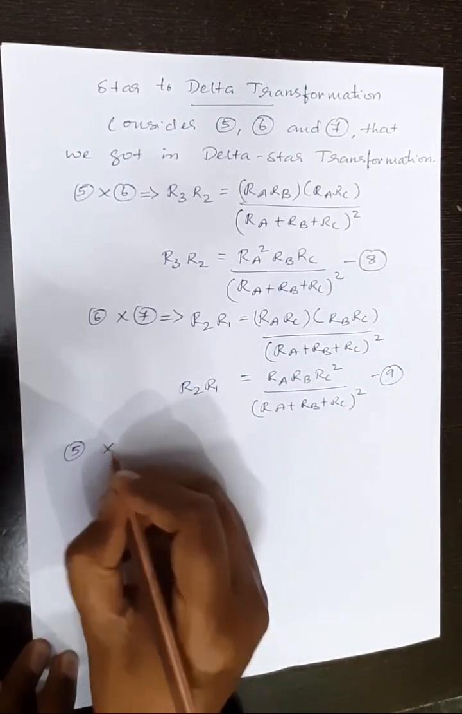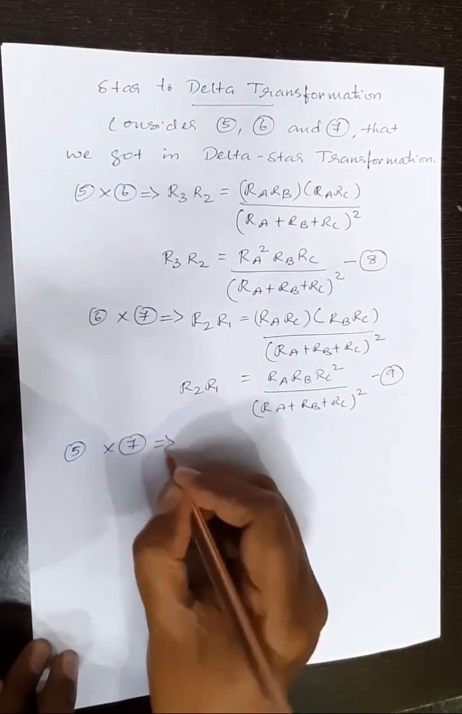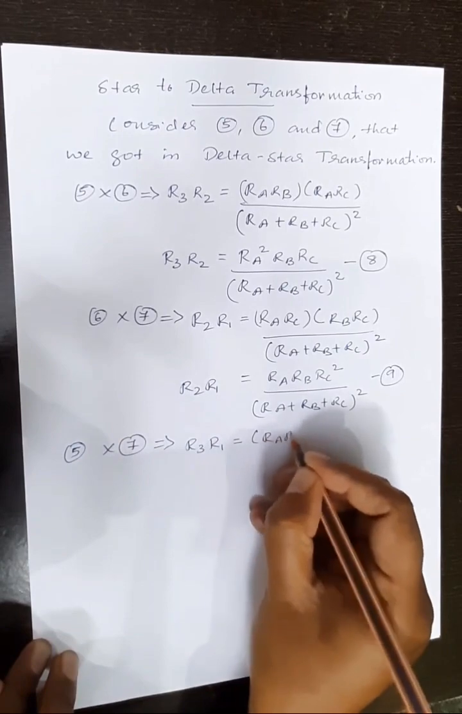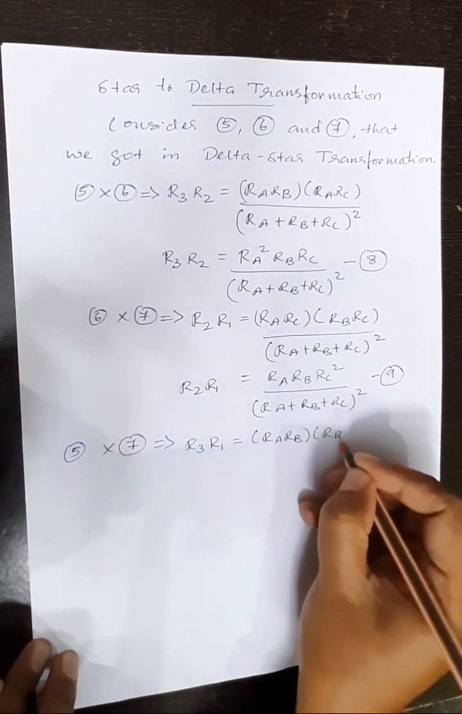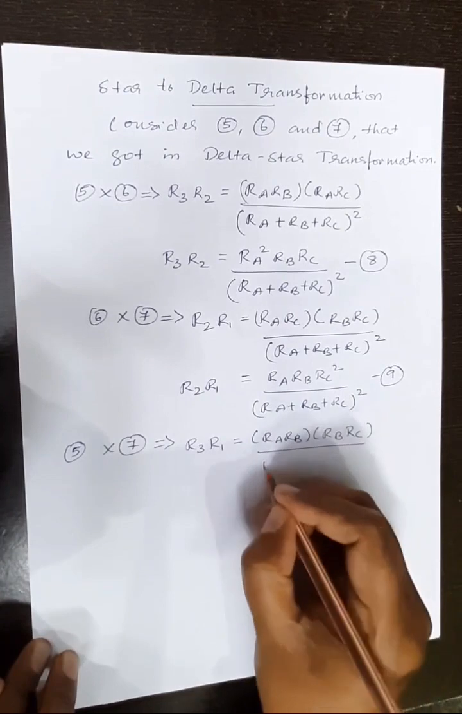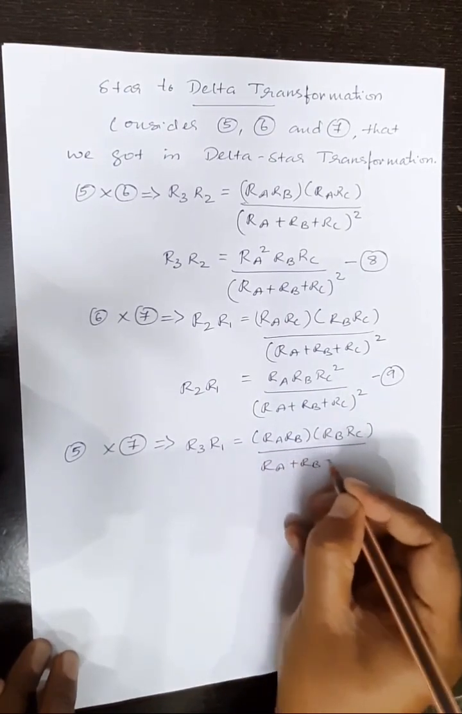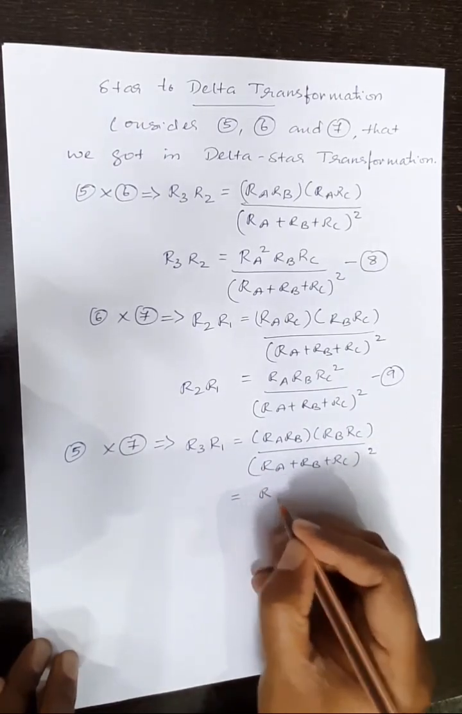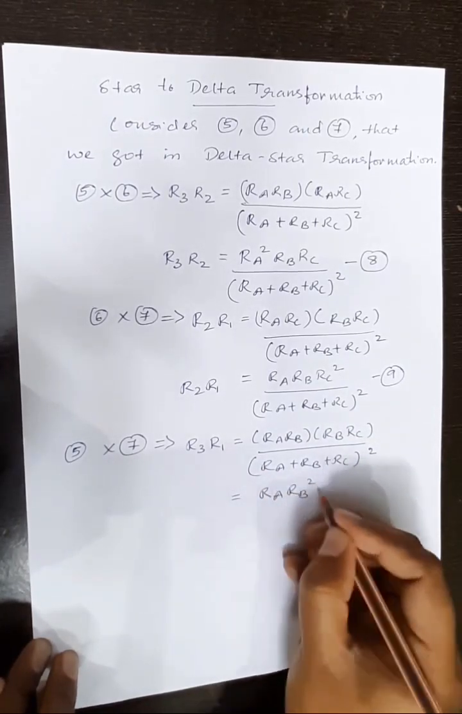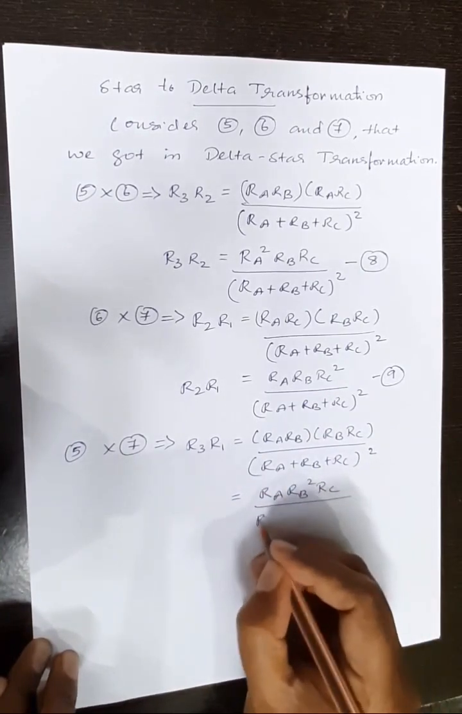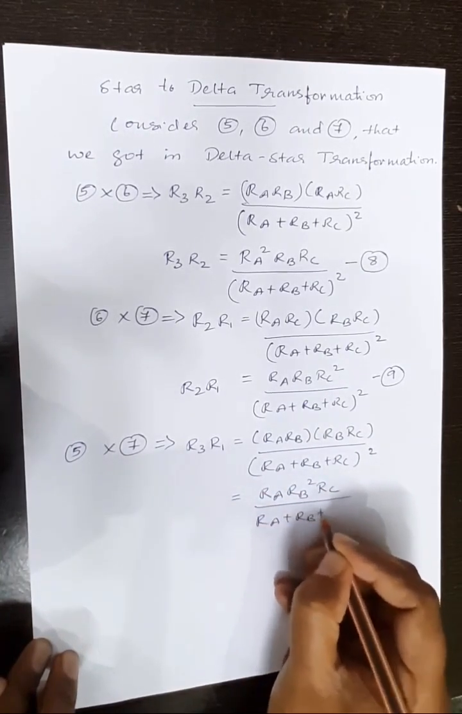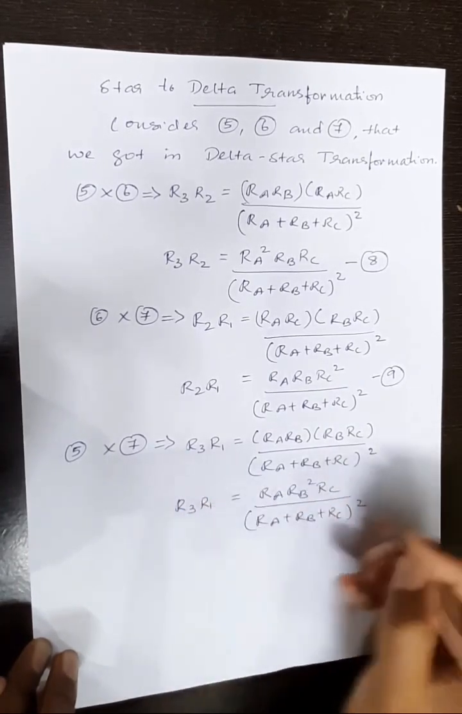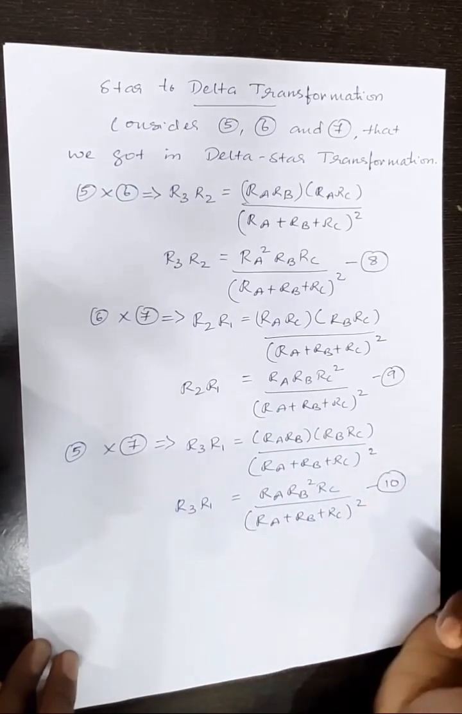Multiply equation 5 into equation 7. R3 R1 equal to RA RB into RB RC divided by RA plus RB plus RC whole square. So when you multiply, you will get RA RB square into RC divided by RA plus RB plus RC whole square. This is R3 into R1. Let us consider this as equation number 10.